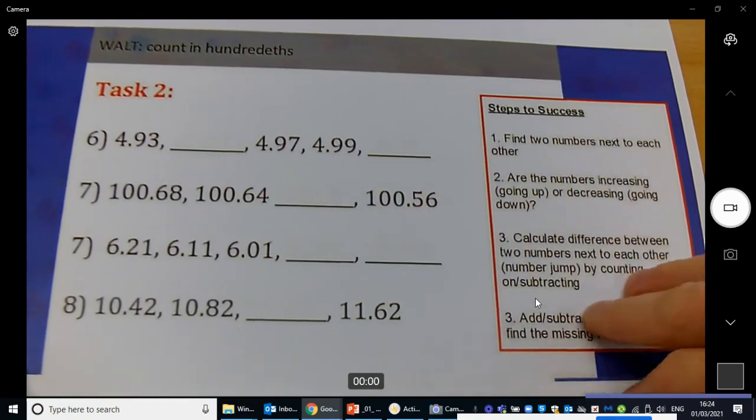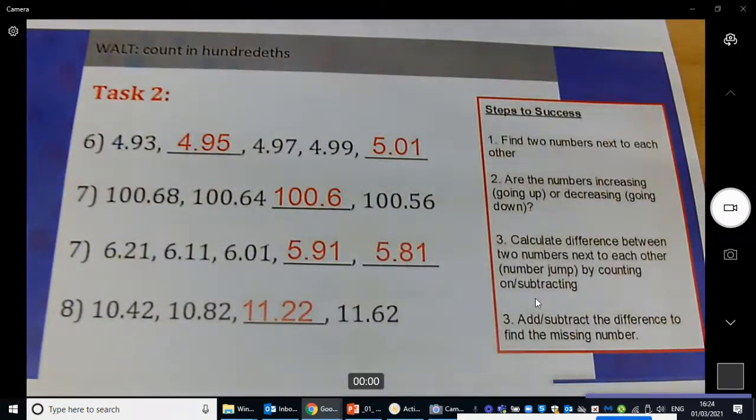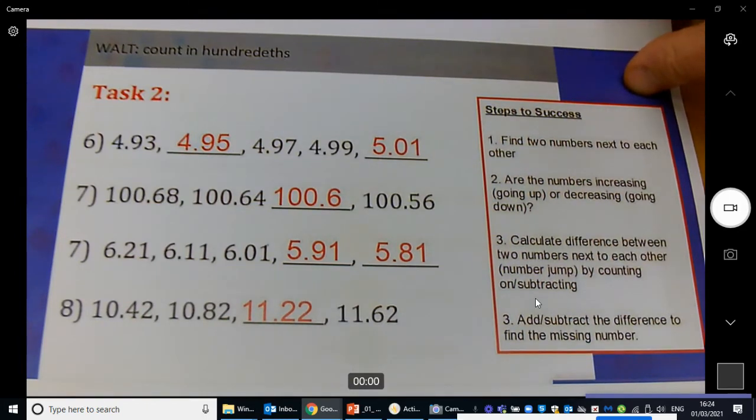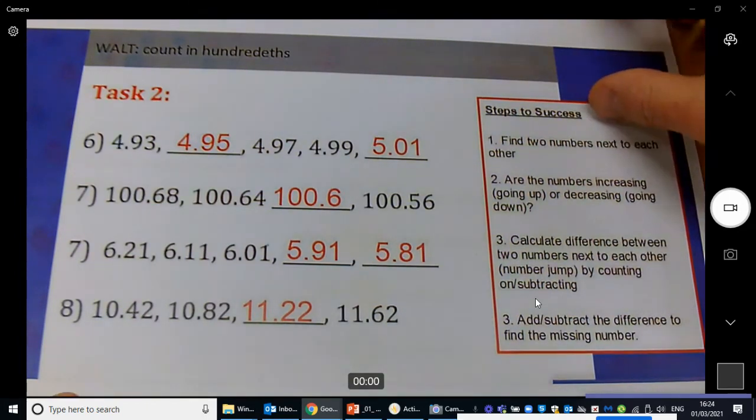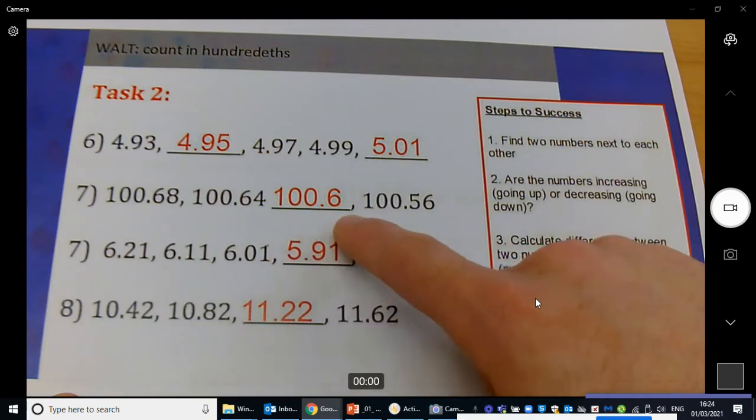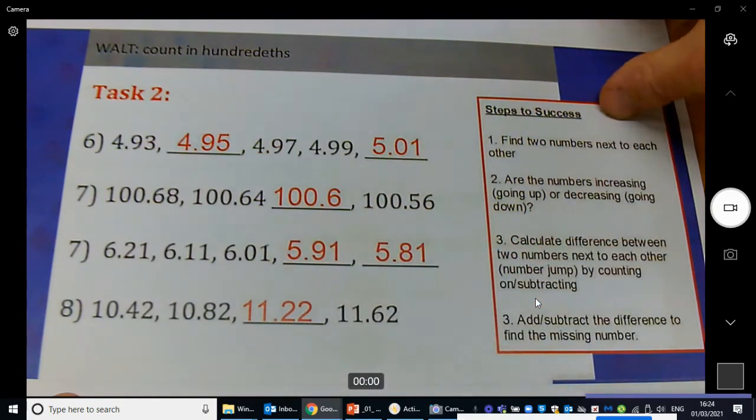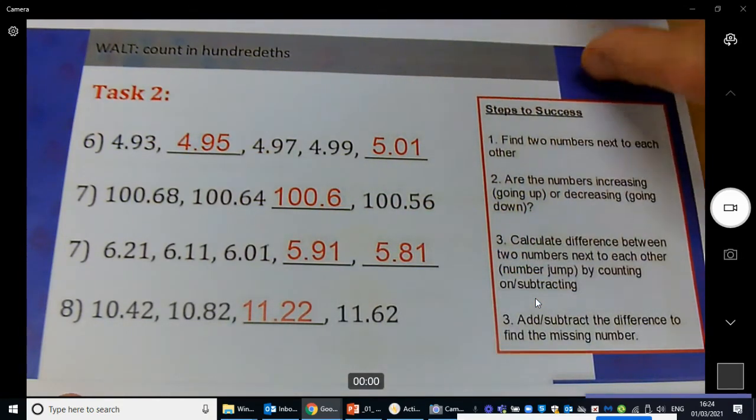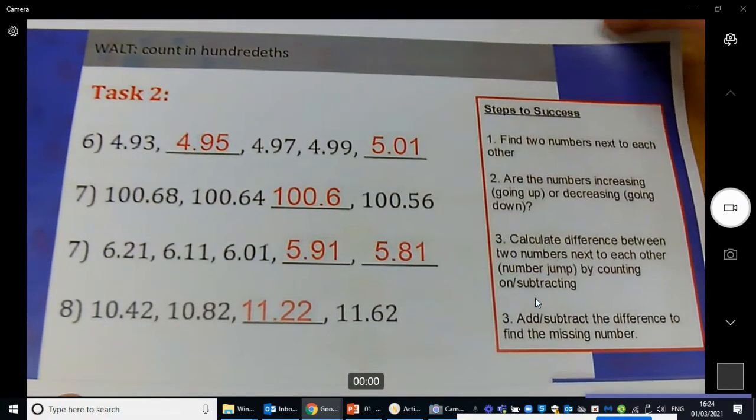So let's have a look at those answers now. So if you want to grab a different pen or pencil, just to mark these ones here. So hopefully this is similar to what you got. And just remember as well with this one here, if you put 100.60, that is still correct. Just no need really to add that extra 0.